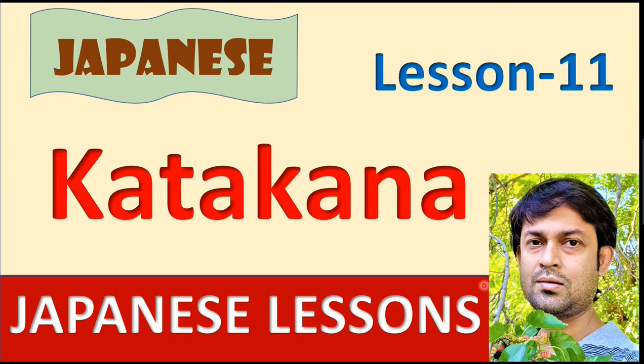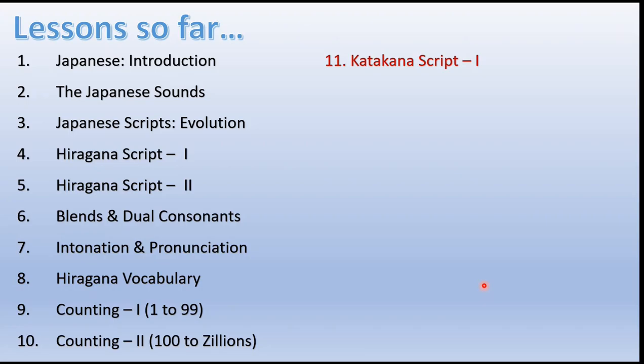I am back with the 11th lesson in the series of Japanese language learning. This is a beginner's course designed in a highly simplified manner to make learning Japanese easy. Till now in this course, we have learned about the Japanese language in general, its alphabets and sounds, the origin, evolution, and characteristics of the three scripts in which Japanese is written. Then we learned the Hiragana alphabets, followed by pronunciation and vocabulary of some common Japanese words.